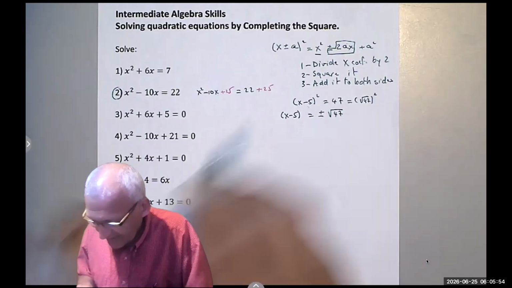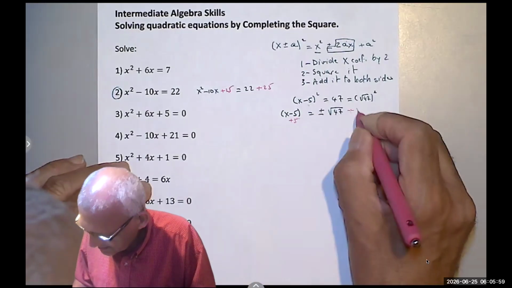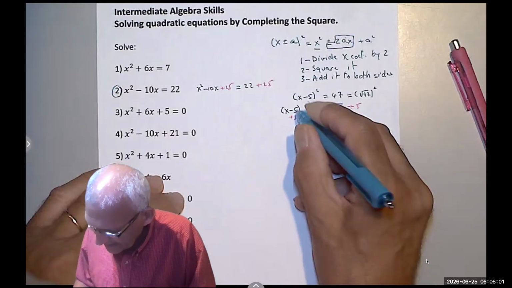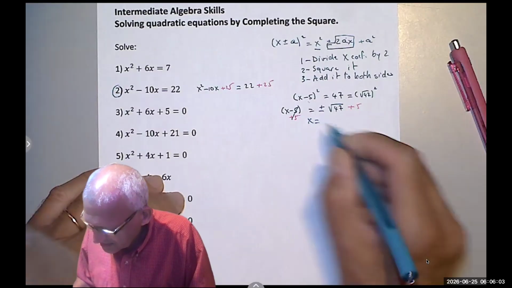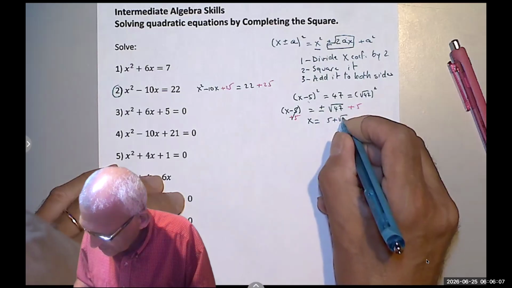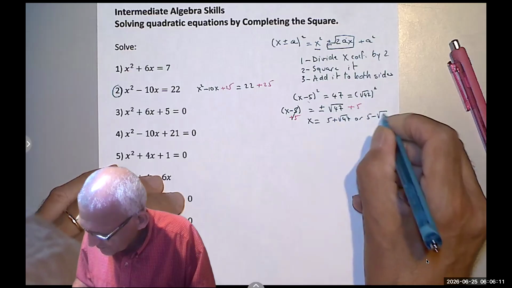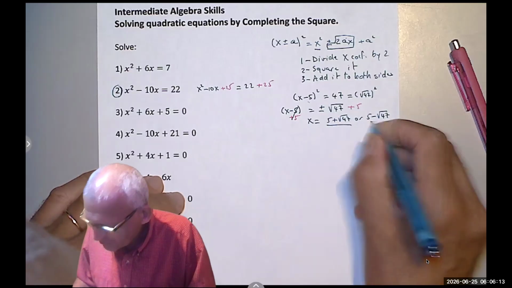Which means if I add 5 to both sides, I get x equals 5 plus square root of 47 or 5 minus square root of 47. I have two solutions.